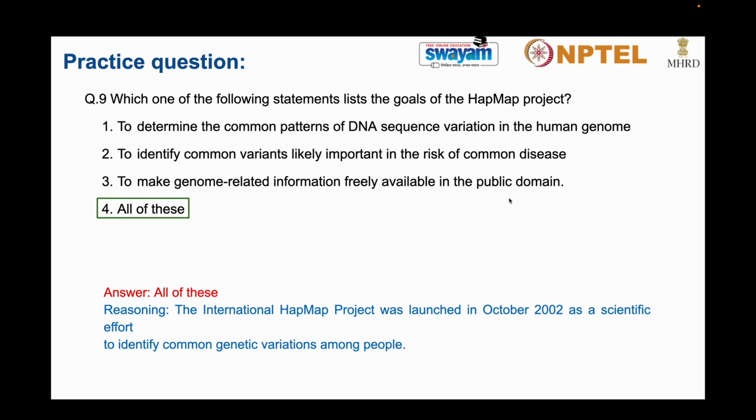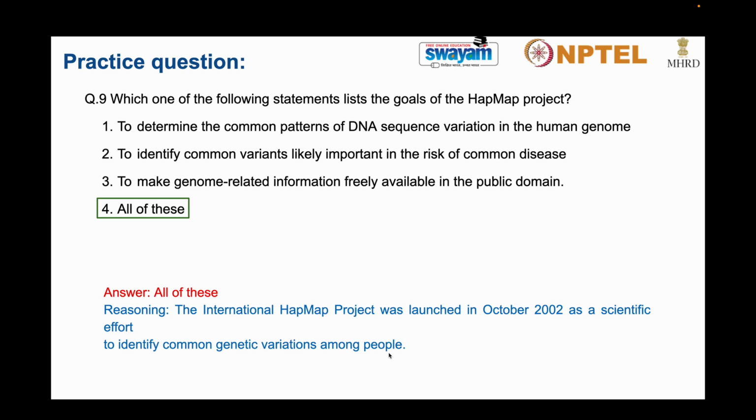Then to make genome related information freely available in the public domain. As we know, the Human Genome Project provides information of the entire genome, and that is freely available. Now to isolate the SNPs and then analyze them is a bit complicated. So in this, they have analyzed it themselves and they are providing the information of variations. And we also know that not just SNPs but the tagged SNPs, which are very specific, could represent the SNP itself. So if it is available in the public domain, you can simply use it. You don't have to repeat all the analysis. So it has made this work accessible and freely available. That's why these are the goals of the HapMap project, which it has achieved. It was launched in October 2002 as a scientific effort to identify the common genetic variations among people.